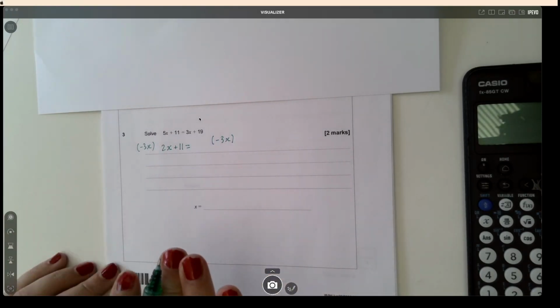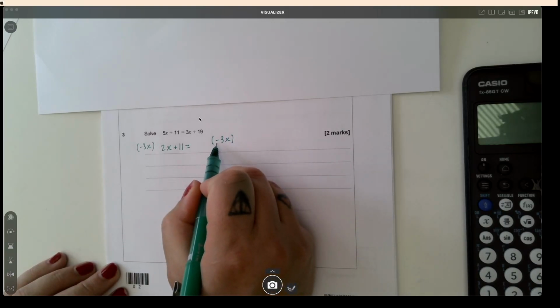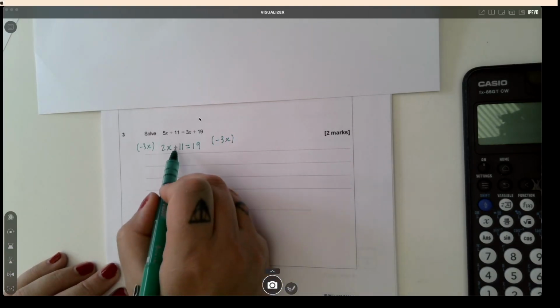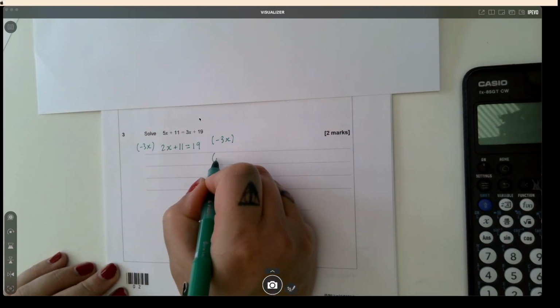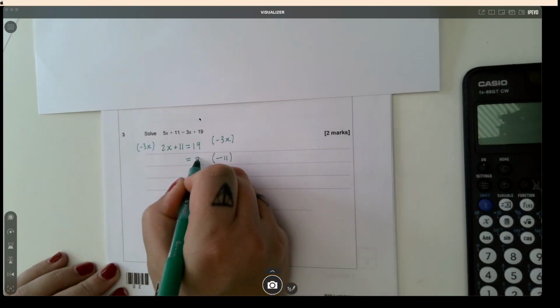I haven't done anything to the numbers. I've dealt with the terms with x in. 3x subtract 3x is 0. And then we've still got that positive 19. Now I'm going to eliminate the 11. The inverse of add 11 is to subtract 11. So 19 subtract 11 is 8.